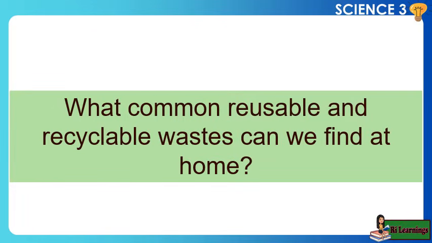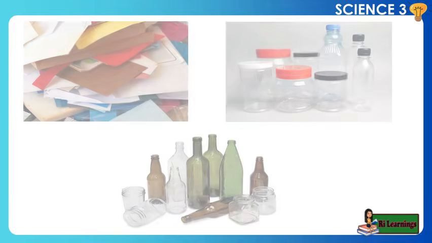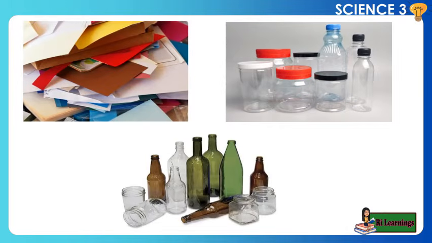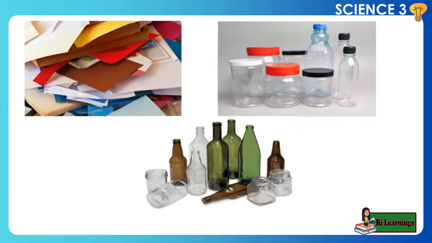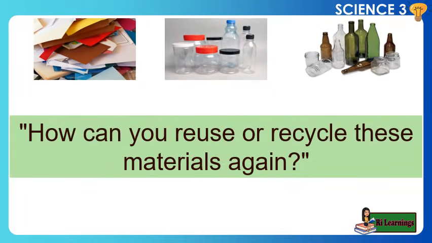What common reusable and recyclable wastes can we find at home? Paper, plastic bottle, and glass bottle are common reusable and recyclable wastes we can find at home. How can you reuse or recycle these materials again?